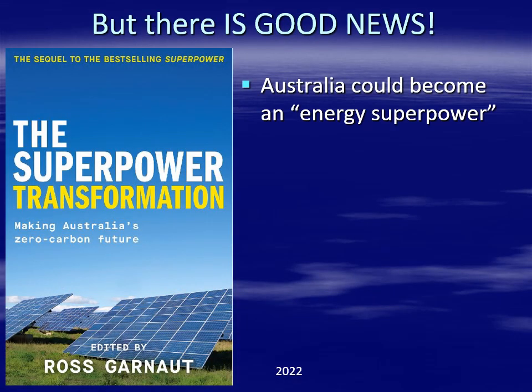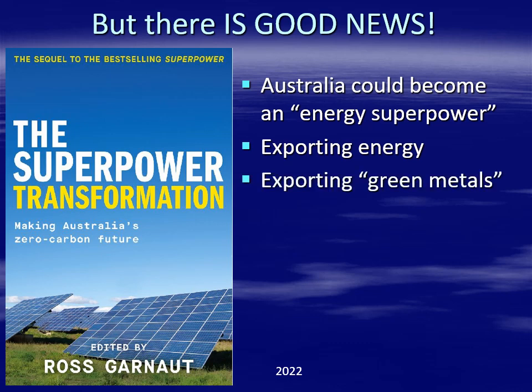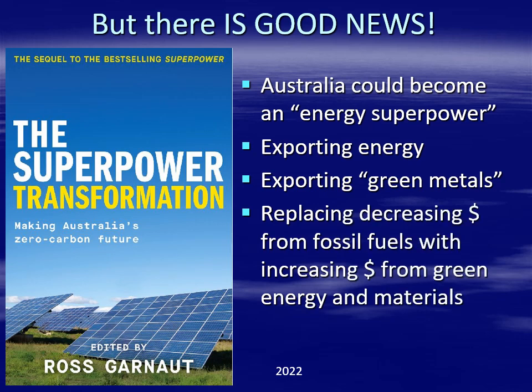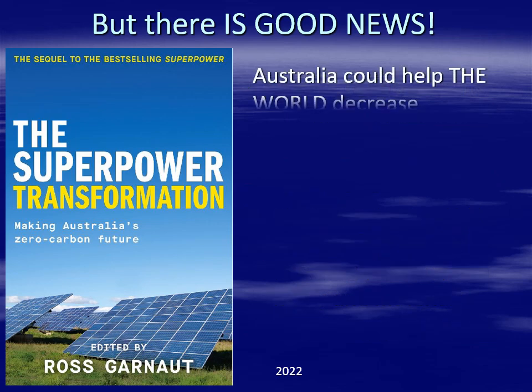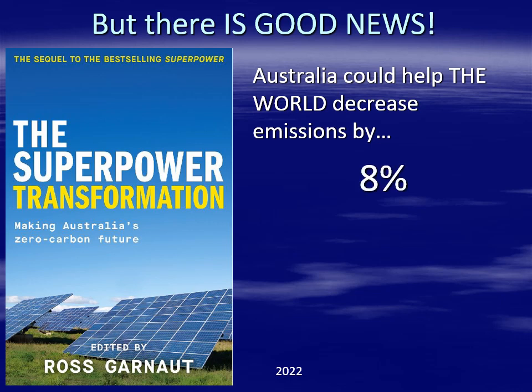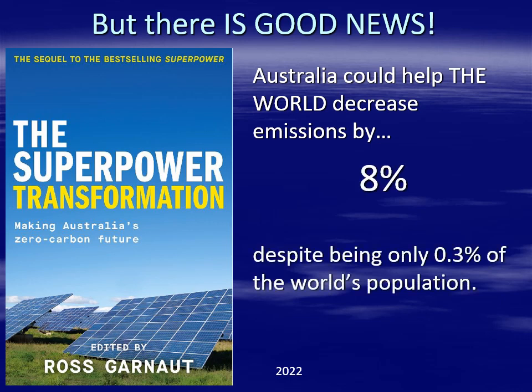But just last year, Ross Garnaut published this book, The Superpower Transformation. In fact, he wrote about the first 100 pages, but the rest of it is by various experts in the field. And I'll show you very briefly what this book is all about. Australia could become an energy superpower, could export energy, export green metals. It can replace the decreasing amount of dollars being earned from fossil fuels with increasing dollars from green energy materials, and create millions of jobs. Furthermore, Australia could help decrease the world's emissions by 8%. Yeah, that's 8%, despite the fact that we're only 0.3% of the world's population.